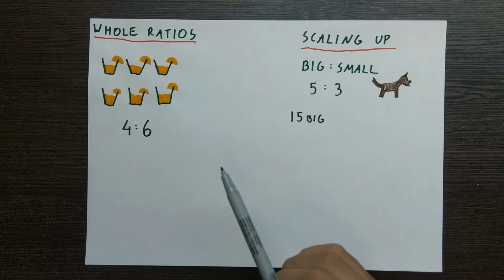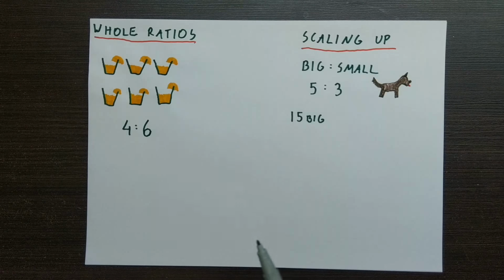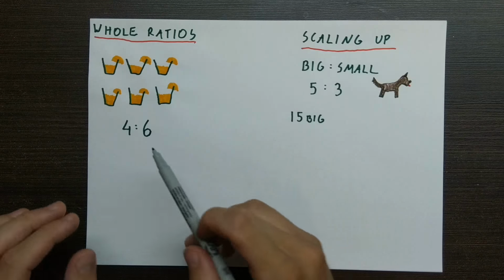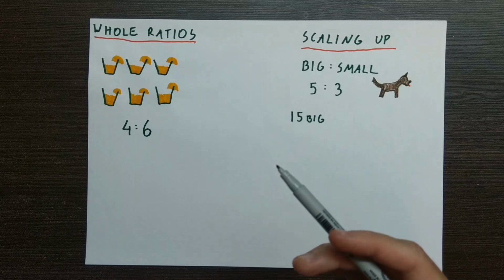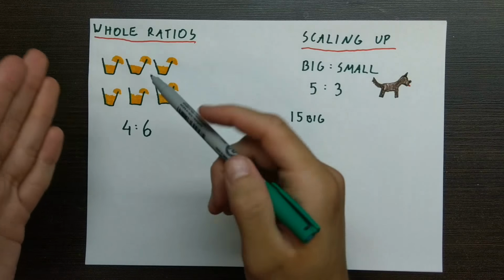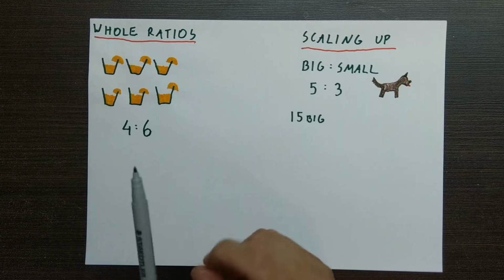Okay, so the next thing we need to cover is whole ratios. What does whole ratio mean? Whole ratio means that the ratio we are given is a part of the whole. So we don't have that sort of split. I will show you on a picture what I mean. It's best explained on a picture.